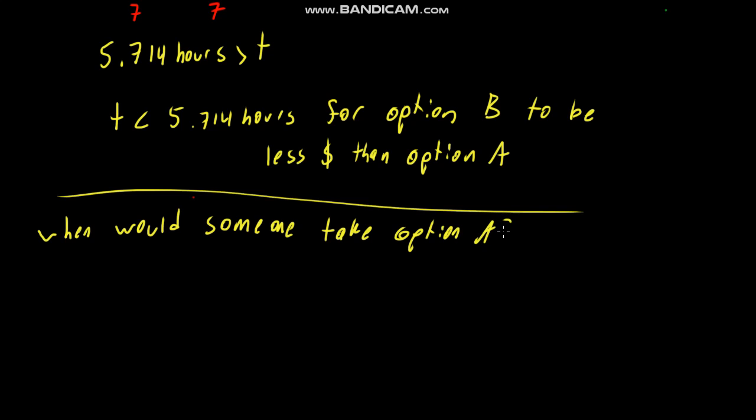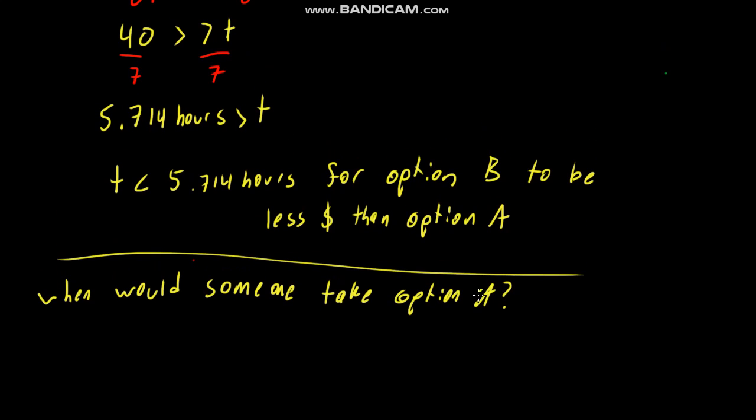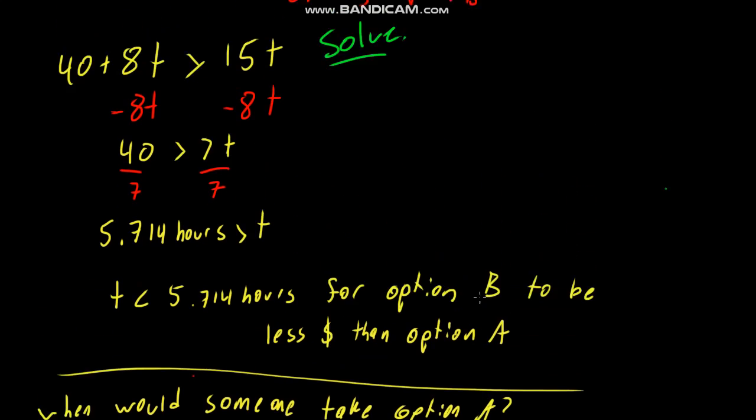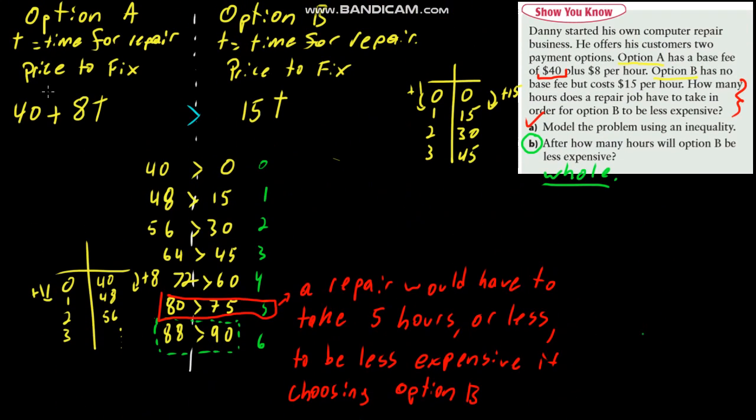When would somebody take option A? So this is really kind of the reverse of what's going on here, where when would this actually become more cost effective than option A? And we could look at it as the inequality, assuming option B would be more money than option A.